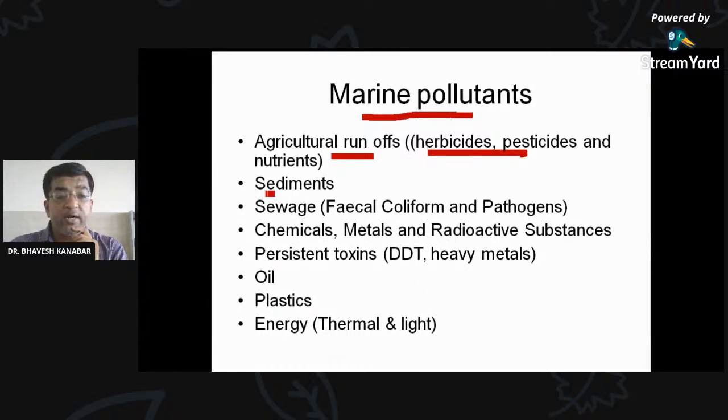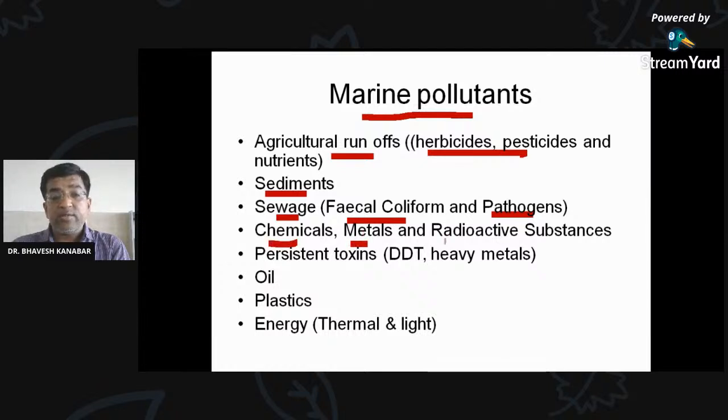Some sediment, and the sewage system in our city area. Whatever the sewage, it contains fecal coliform as well as pathogens. Sewage means, in our local language, gutter no pani. That type of pollutant will contain fecal coliform, fecal material and pathogens, and it can cause marine pollution.